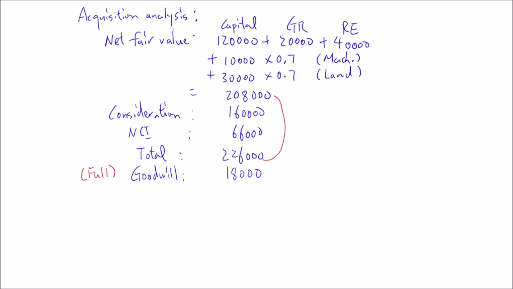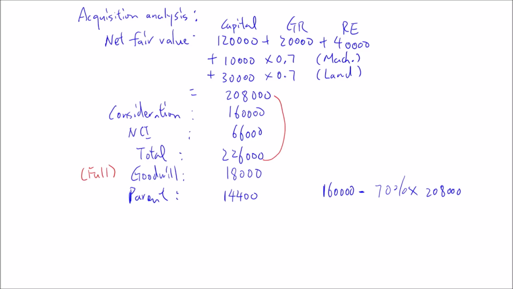So with the parent calculation, we need to use the 160,000 paid by the parent minus 70% of the fair value. So if you do the calculation, you will have 14,400. So that's the amount of goodwill you want to allocate to the parent entity.